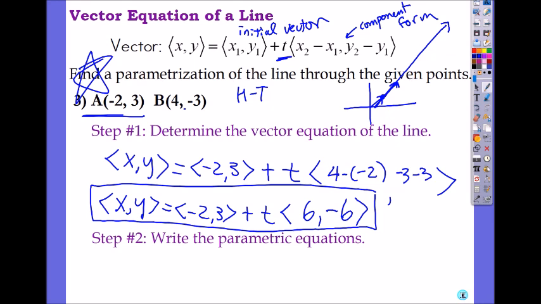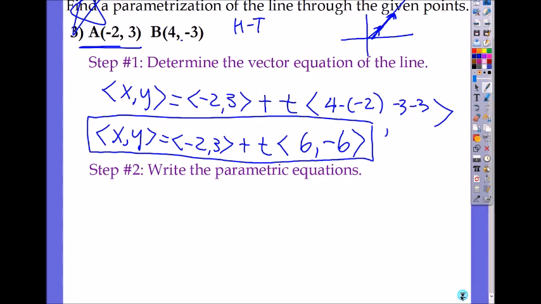So then, from the vector equation, can you write a parametric equation? What does it mean to write a parametric equation? You write x and y separately. How do you do that? x equals what? -2 plus 6 times t, right? 6t. And of course, you can put 6t in front of -2. What is y? 3 plus -6 times t. So it will be 3 minus 6t.